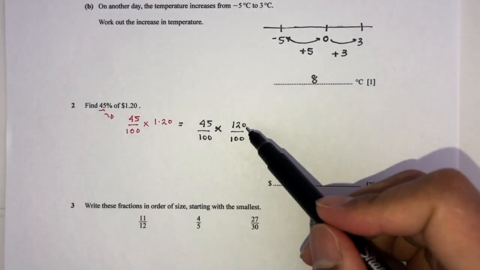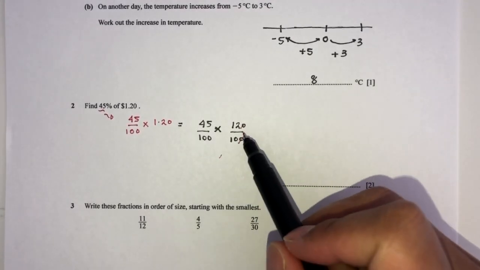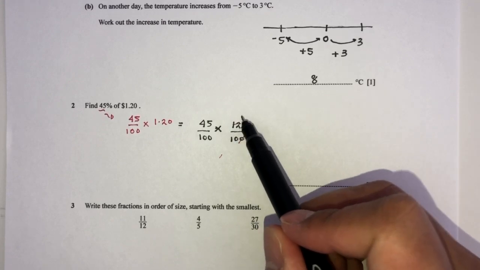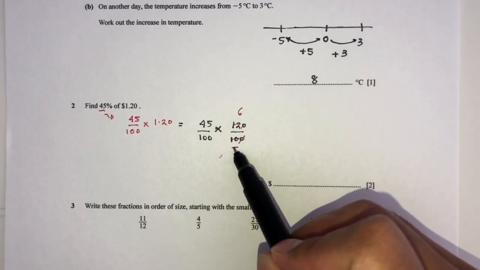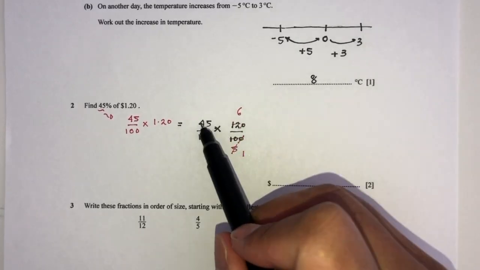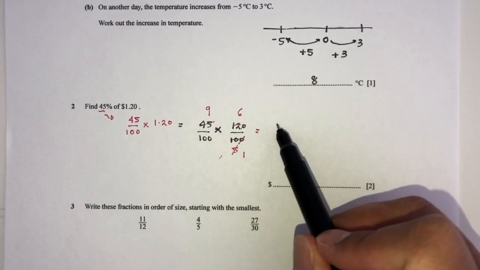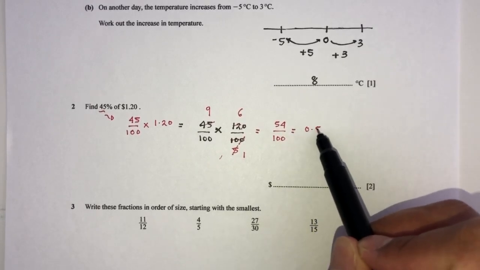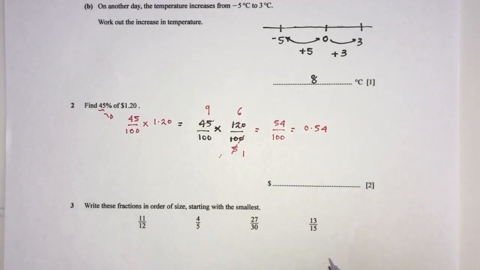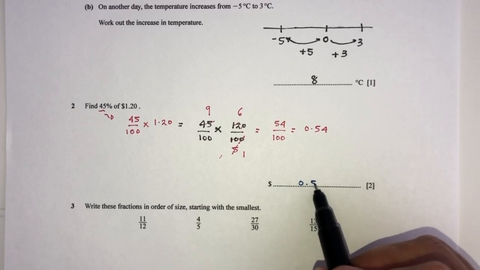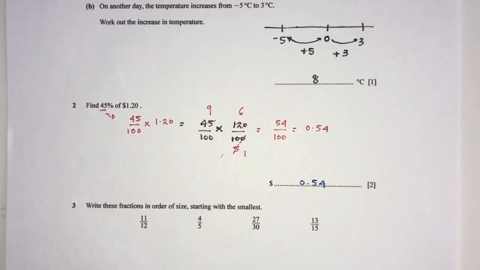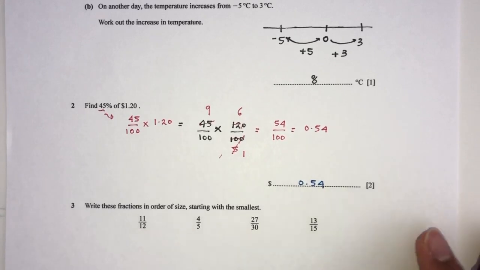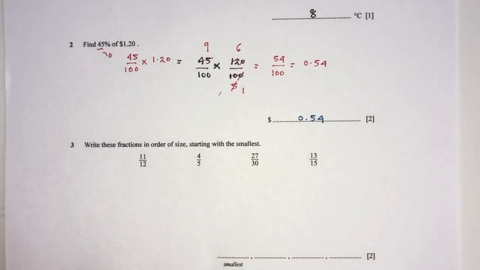So here we have this one, this will go away, right? And then here we can divide by 2, you will have 6. Have 5, divide by 5, you have 1. And this will be 9. So 9 times 6 will be 54 over 100. And that should give you 0.54. Well, hopefully that makes sense. So this is one way of doing the question. That'll be $0.54. 45% of $1.2.